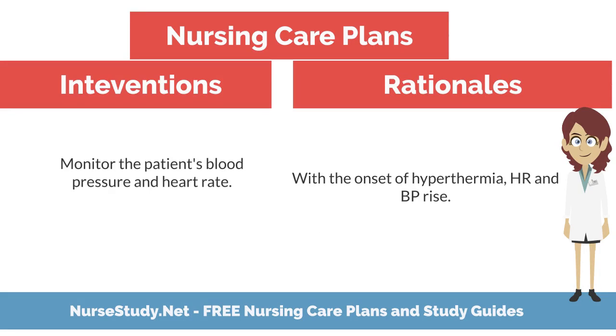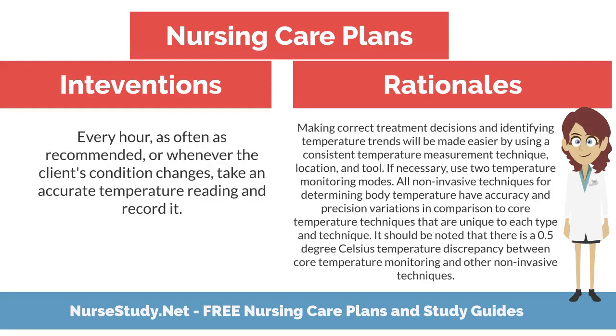Intervention: monitor the patient's blood pressure and heart rate. Rationale: with the onset of hyperthermia, heart rate and BP rise. Intervention: every hour, as often as recommended, or whenever the client's condition changes, take an accurate temperature reading and record it. Rationale: making correct treatment decisions and identifying temperature trends will be made easier by using a consistent temperature measurement technique, location, and tool.